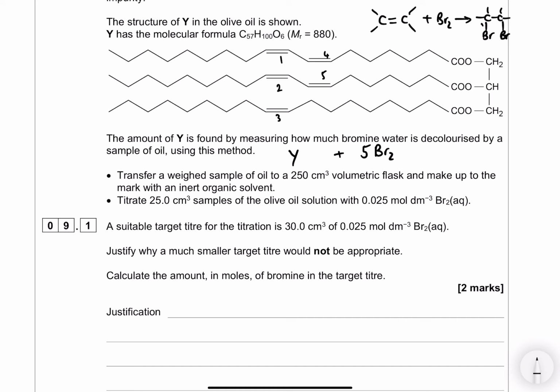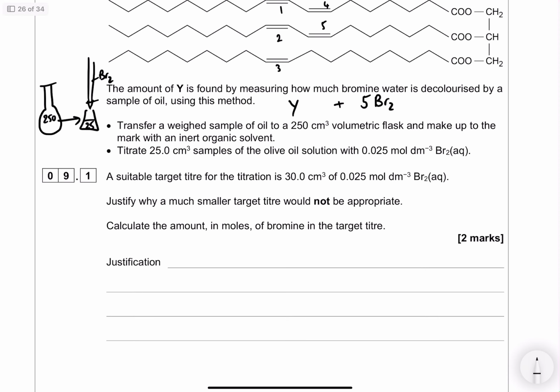It says that we weigh our sample of Y and put it in a 250 flask, and then we put 25 in a conical flask, and we titrate it with our bromine out of our burette. So the suitable target titre is 30 centimetres cubed. Justify why a smaller titre would not be appropriate.